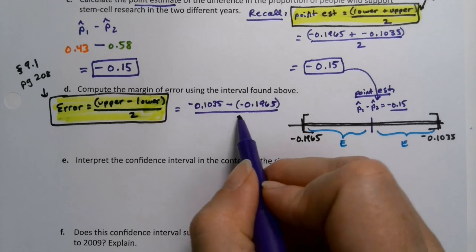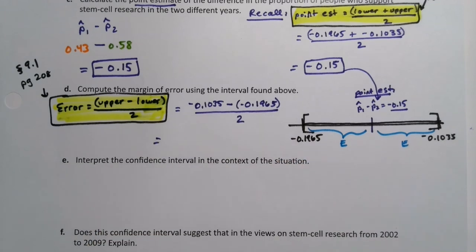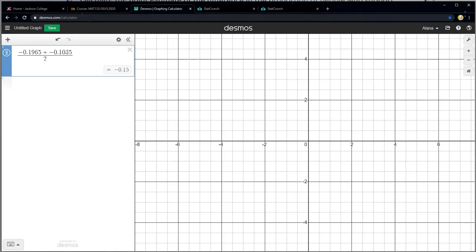Yes, indeed, you do. And of course, we could use Desmos, or we could use the calculator. I'll use Desmos first, just for some variety. So I'm going to type the division sign first, and it makes the fraction kind of appear. And so then I want to minus a negative 0.1965. And I'm going to divide it by 2. And there you have it.